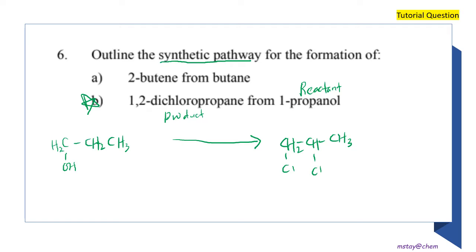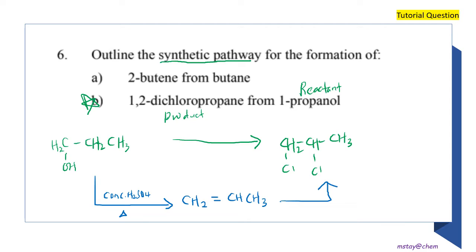In this chapter, when we look at alcohol, we know that alcohol can produce alkene. There is no single step from alcohol to 1,2-dichloropropane, so we will go through a few steps. From alcohol, if it reacts with concentrated H2SO4 under heat, it will become alkene by removing water, so the product will be CH2=CHCH3, which is the alkene.